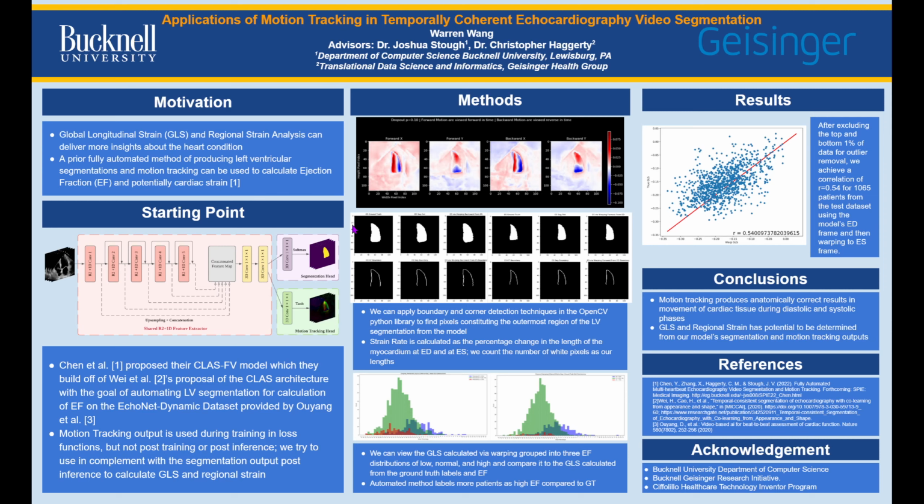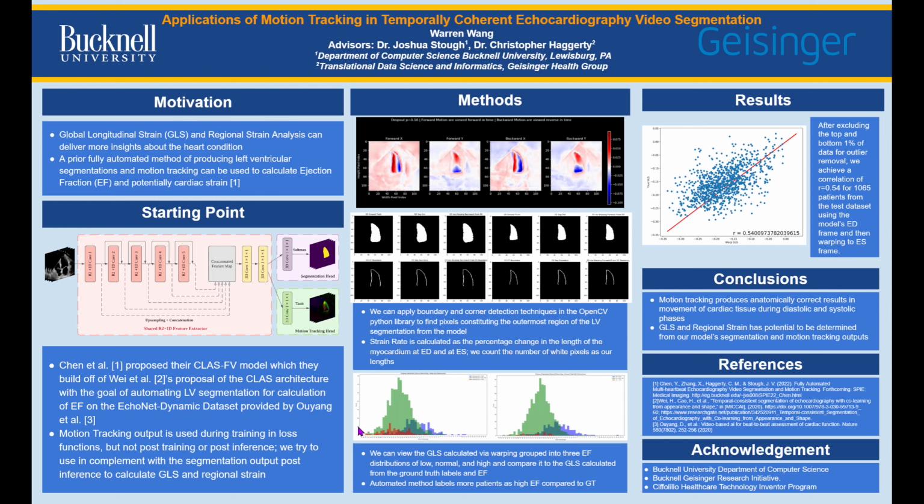We can see the left ventricle segmentations here, and we do some image processing to get the myocardium lengths at the end diastolic and end systolic frames. We can see our motion tracking information has forward XY and backward XY movements for how the pixels move at each pixel in each frame.